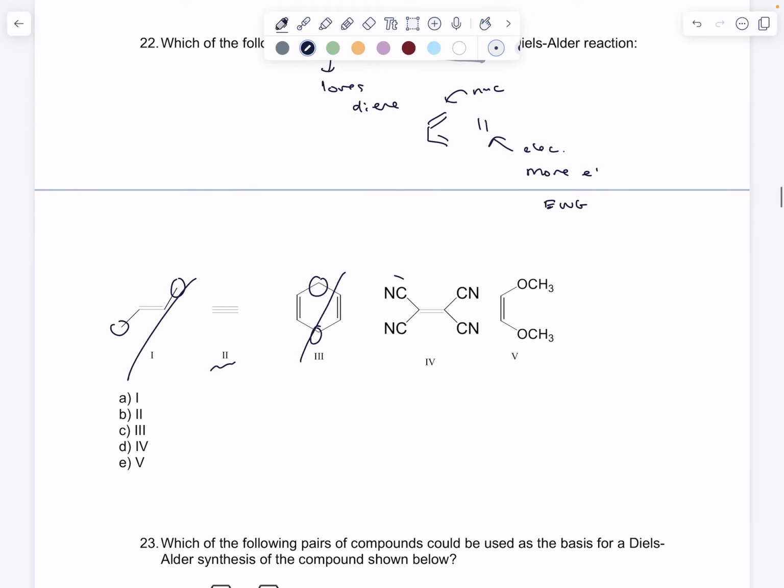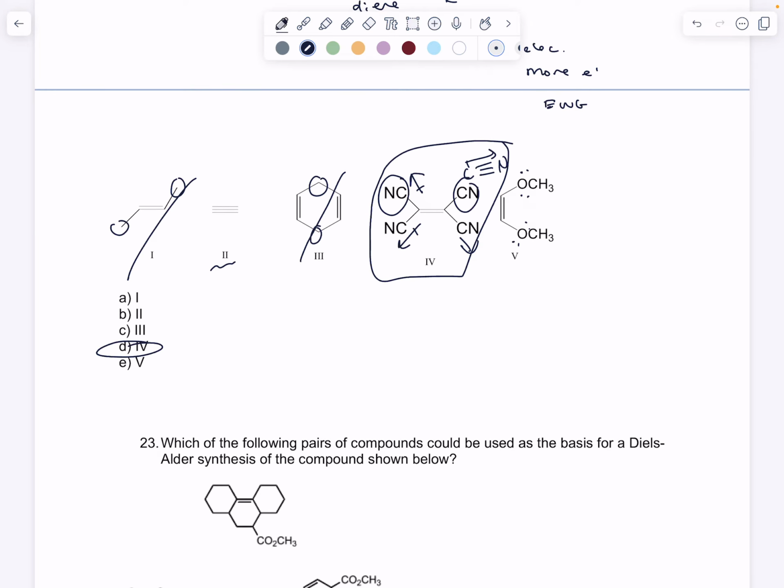Cyano groups are withdrawing because they have a carbon triple bonded to a nitrogen, which is really electronegative. And we have 4 of these, which makes me think this is going to be really reactive, but I'll double check this last one. Yeah, this is donating. So answer choice D.